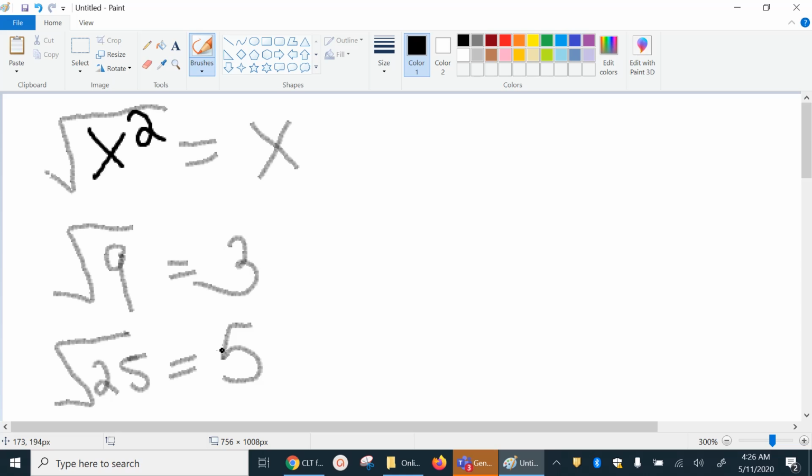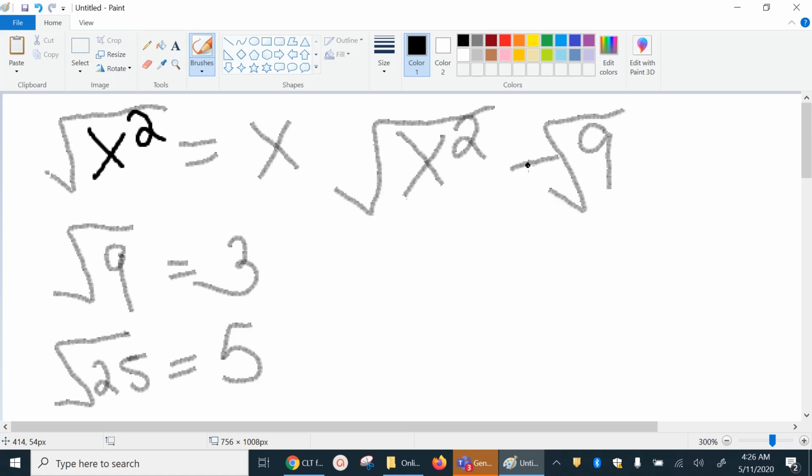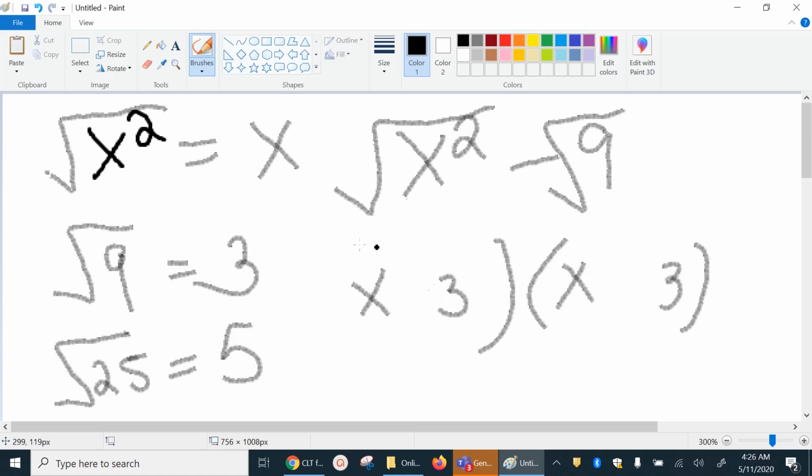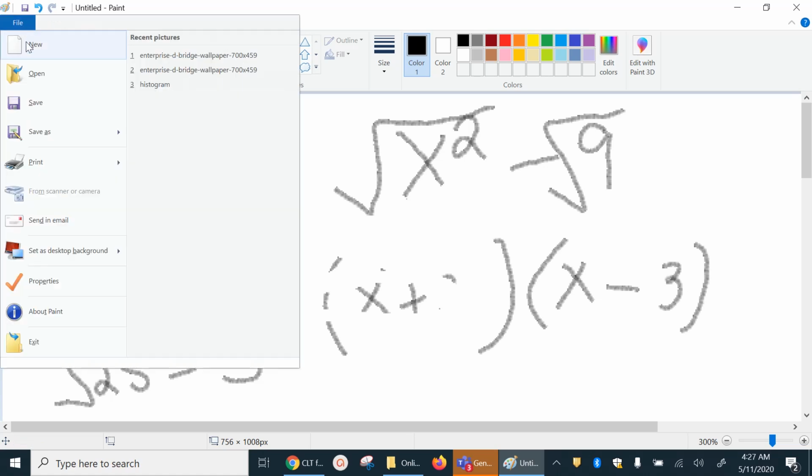So the difference of two perfect squares is when I take x squared and I take away 9. I have a difference, which means subtract, of two perfect squares. And all you have to do for that is take the square root of each perfect square and put them in two separate little parentheses, and one gets a plus and one gets a minus. For today's lesson, we're going to practice doing that over and over again until we understand.